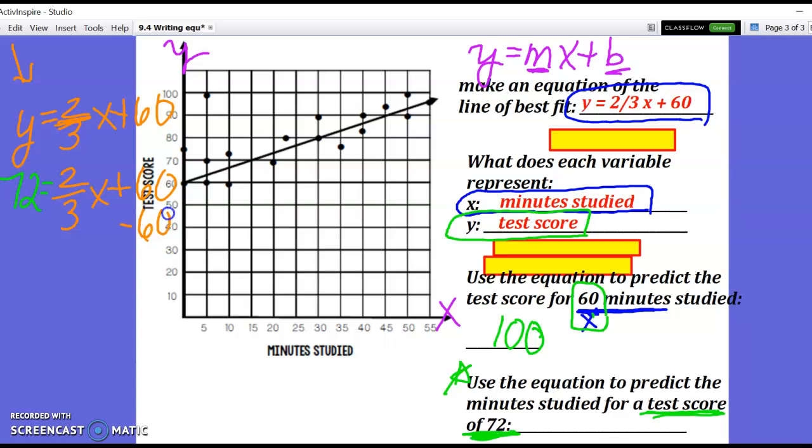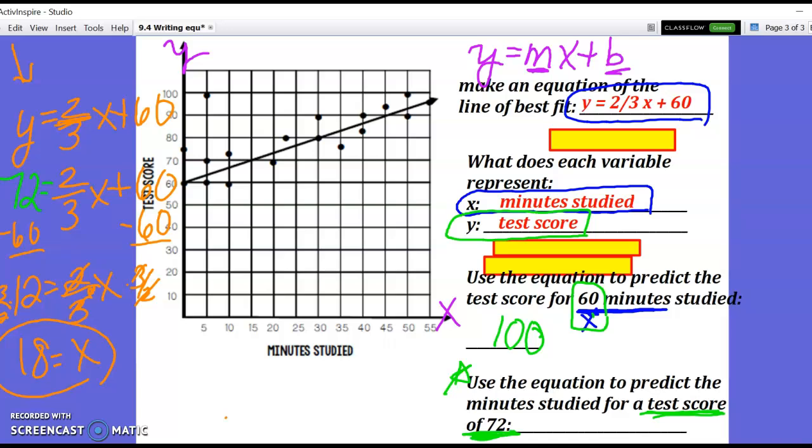To get started, you would subtract 60 from both sides, and that will give you 12 equals 2/3 x. Remember, to get rid of a fraction that's being multiplied by the variable, you multiply both sides by the reciprocal, so by 3/2 on each side. And so 3/2 times 12 gives us 18, and then these numbers all cancel out, so I get x equals 18. So what does that mean?